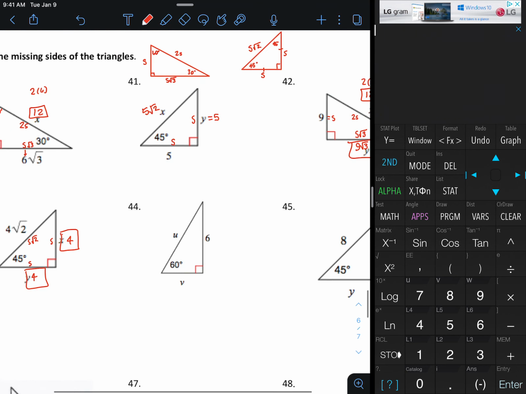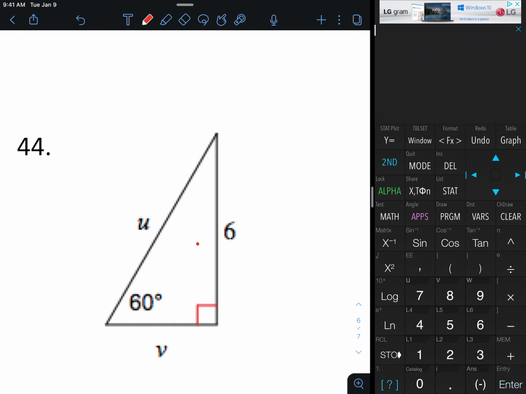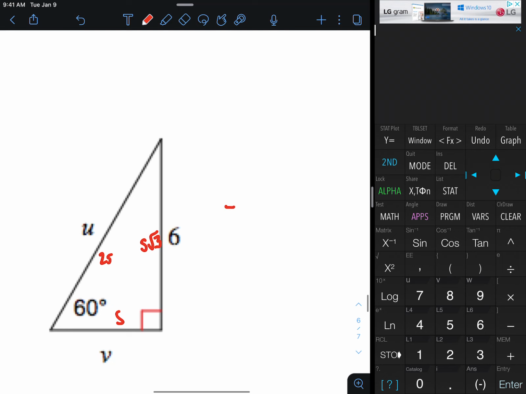Okay, this one's a little strange here because it's a 30-60-90 triangle, but the side that typically has a square root has a whole number on this specific example. So let's talk about how we're going to approach this one. I'm going to put s√3 next to that 6, and then of course s and 2s over here. And I'm going to write this: s√3 equals 6.